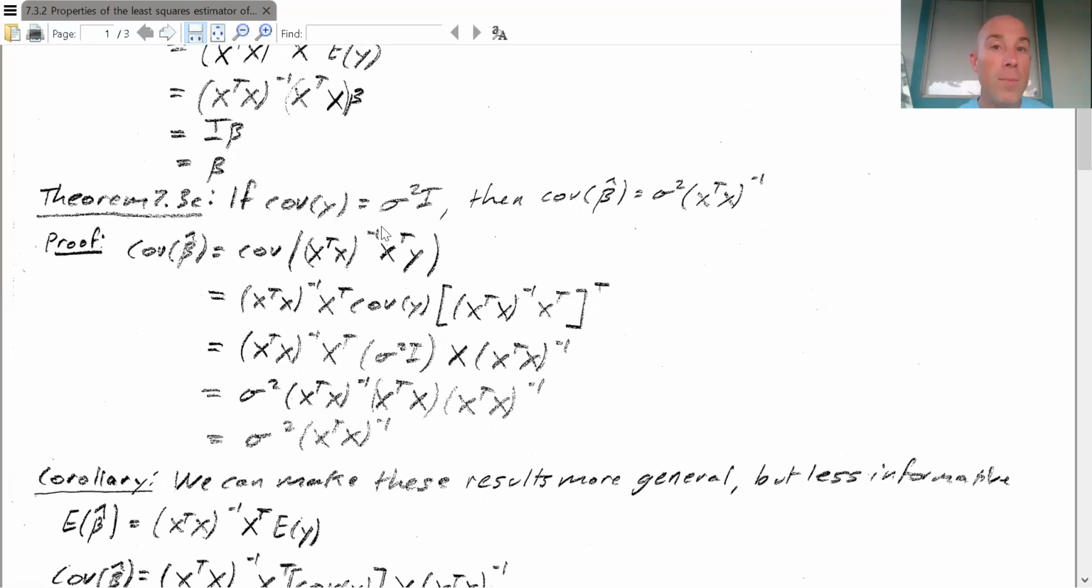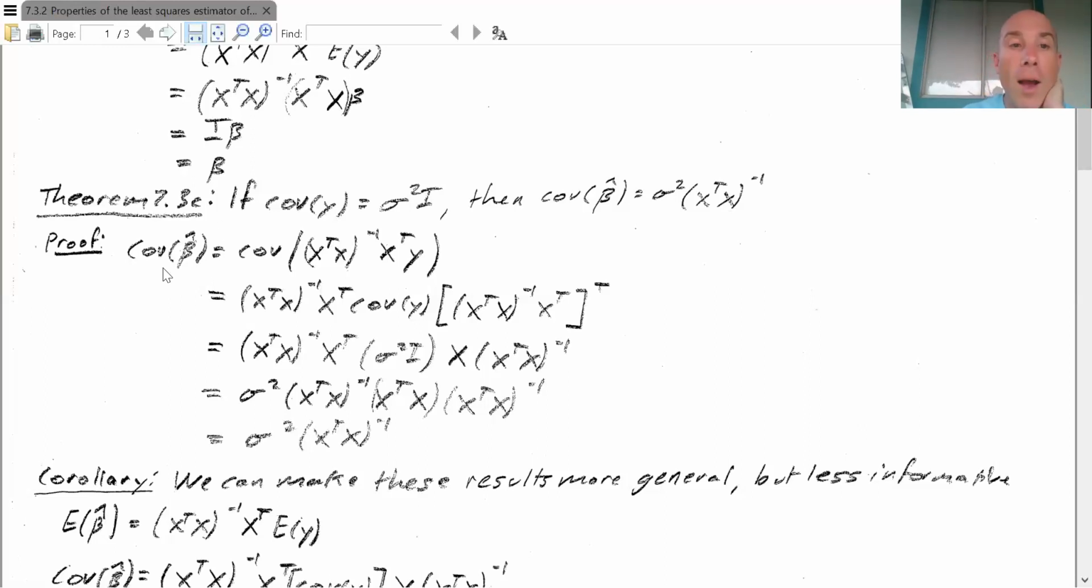Covariance is 0 between all of the observations. That is a big deal. That's not quite enough to say independence, but in the situation of normally distributed data, it will be. So when I have this diagonal matrix as the covariance of Y, then the covariance of my coefficients is going to be sigma squared times the inverse of X transpose X. Okay, so let's do the proof.